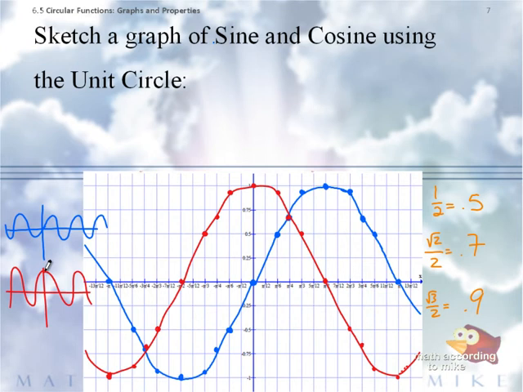Comment number 2, since these are both basically the same graph, just shifted, all you have to know is where they start. Notice sine starts at the origin, and cosine starts at what y value? 1. Okay? So if you know where the middle is and you know how they oscillate, you can do the entire graph for both sine and for cosine.